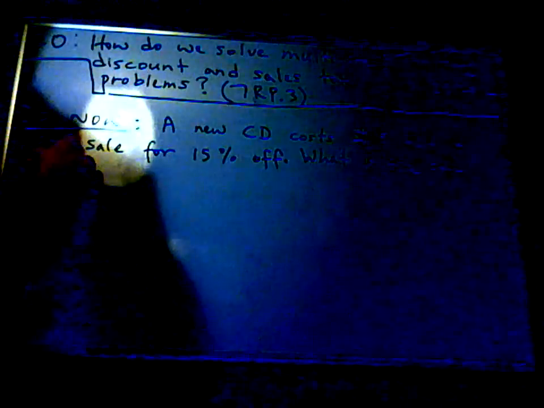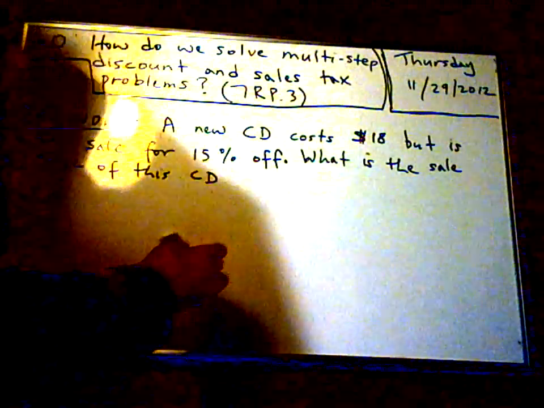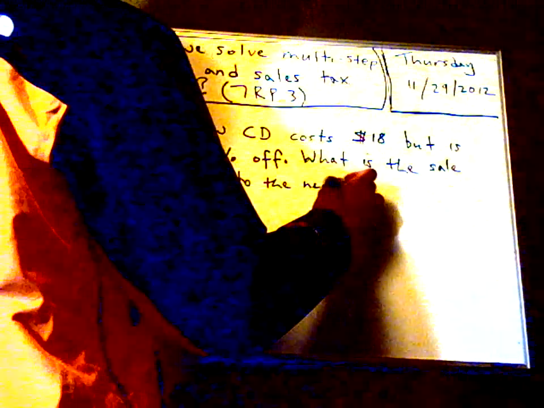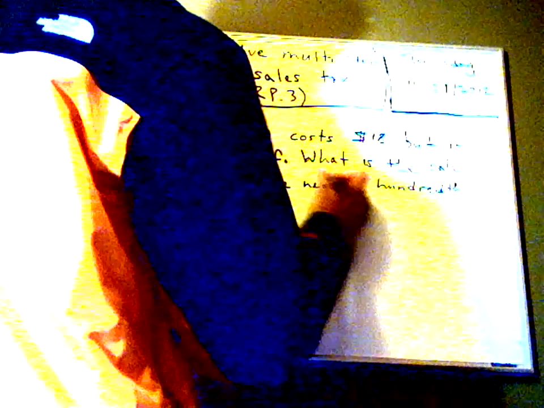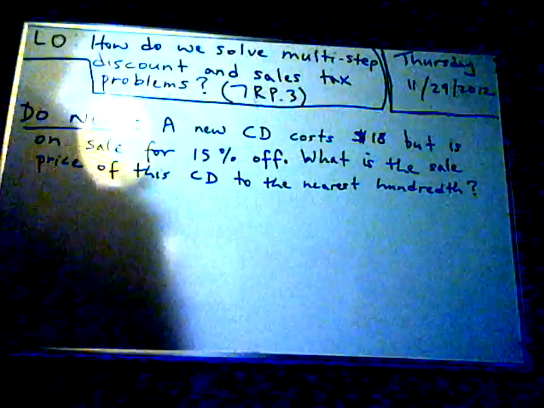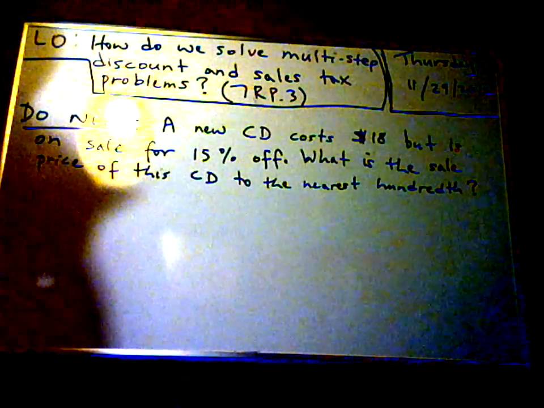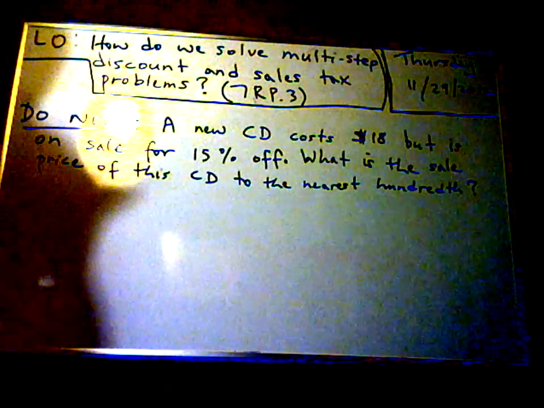What is the sale price of this CD? The nearest hundredth. Okay. So a new CD costs $18 but is on sale for 15% off. What is the sale price of this CD, the nearest hundredth?